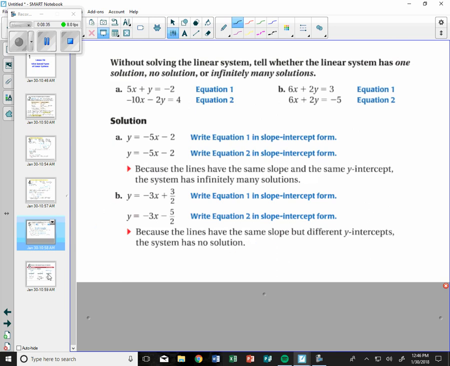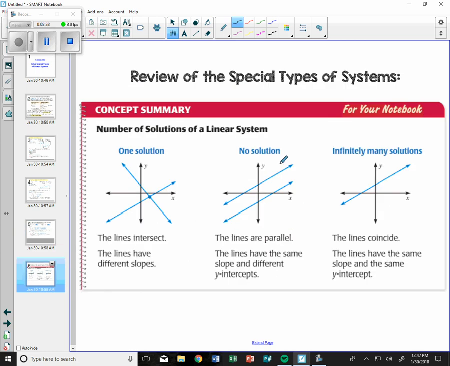All right, so just a quick overview of what this would look like. We have 3 different special types of systems. We have the one solution, which is what we've been mostly working with so far in this chapter. Then we have the no solution, which means the lines are parallel and they have the same slopes but different y-intercepts. And then we have infinitely many solutions, means that the lines are the same and they have the same slope, same y-intercept. Okay. So please understand the difference between all 3 of these, and otherwise that's all I have. Come to class with any questions.